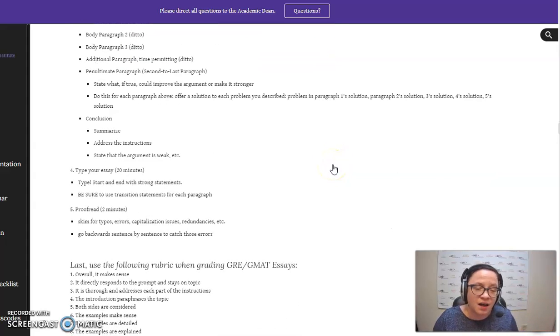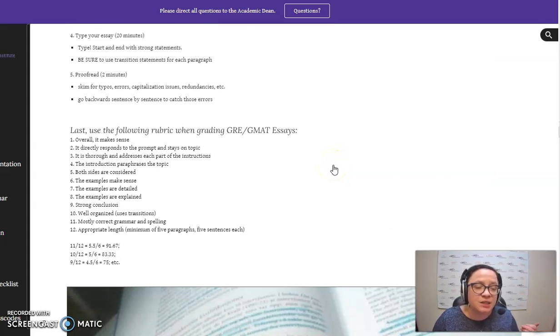You can look at the other templates, and especially I want to emphasize using this following rubric. Does it make sense? Does it respond to the prompt? Is it thorough? Does it paraphrase the topic? Are both sides considered? Do the examples make sense? Is it detailed? Are they explained? Is there a strong conclusion? Is it well organized with mostly correct grammar and spelling and of the appropriate length?